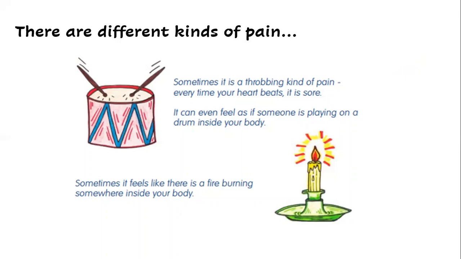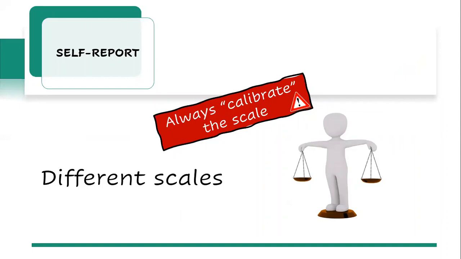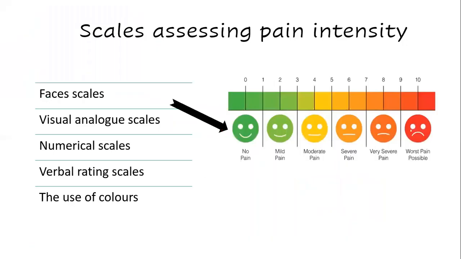So, now that the child understands the concept of pain a bit better, and you've calibrated the scale, you can start using a self-report scale. Let's look at what is available. I'm sure you're all familiar with the FACES pain scale, and this is the most common scale used with children in hospital. But please note, this is only an example of a self-report scale measuring pain intensity. There are many other scales all combined in this one scale.